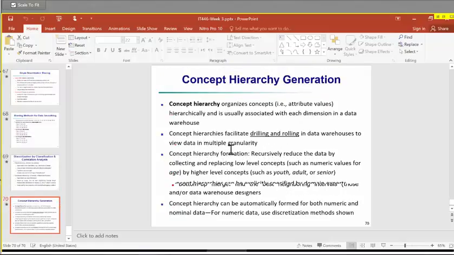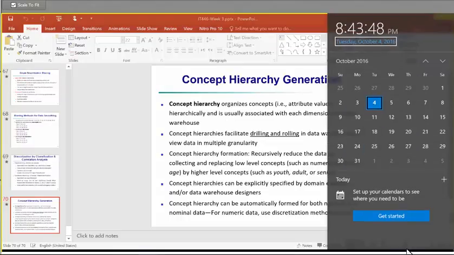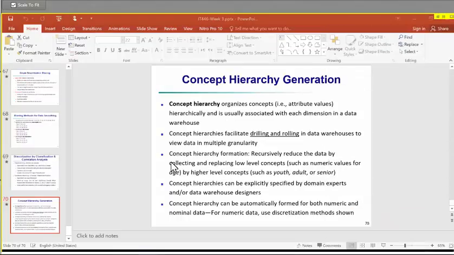Okay, now the last topic is about concept hierarchy generation. A concept hierarchy organizes the concepts or the attribute values hierarchically and is usually associated with the dimensions in the data warehouse. Now these types of hierarchies facilitate drilling and rolling in the data warehouse. We will see in the coming weeks what drilling and rolling is, and you must have studied this in databases as well, and to view data in multiple granularities.